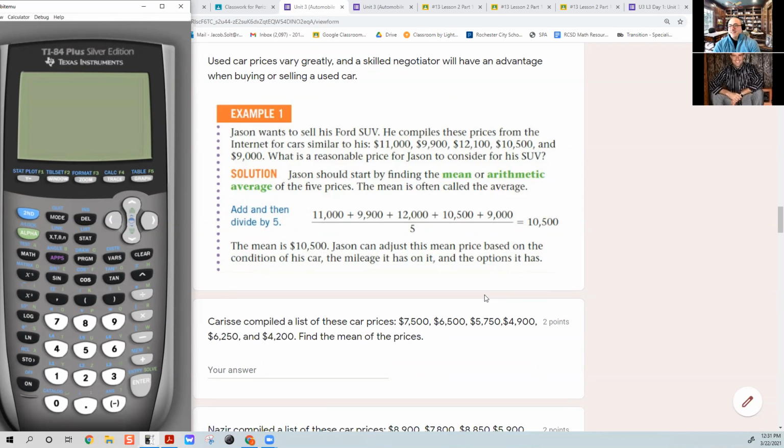All right, so with that, Carice compiled a list of these car prices: 7,500, 6,500, 5,750, 4,900, 6,250, and 4,200. Find the mean of these prices. You can use this example to help you out. Let me give you a minute to think about this.